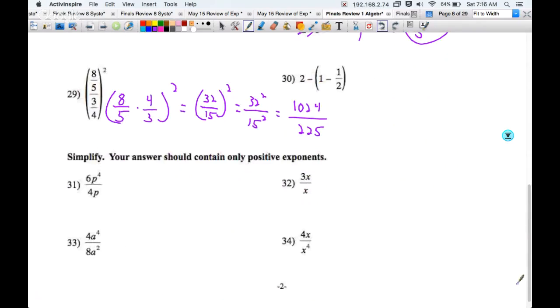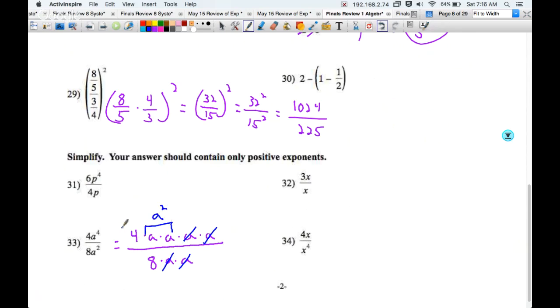All right, simplify. Your answers should contain only positive exponents. How we do this, let's do like problem 3 here, is we first expand the exponents. So 4 times a times a times a times a for the 4 a's, and then 8 times a times a. And then we cross out one from the top, one from the bottom until we run out of numbers to cross out. A times a is going to become a squared.